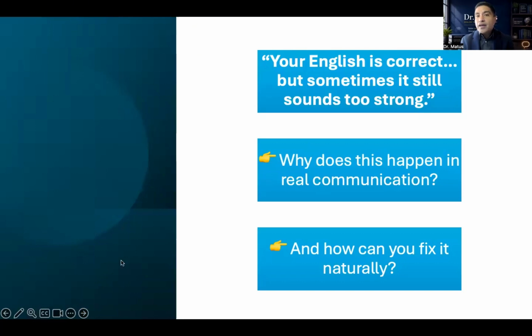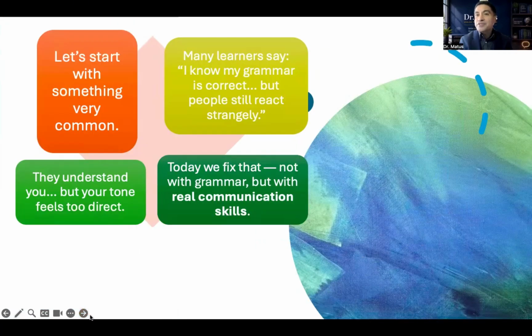So to begin with, maybe your English is correct, but sometimes it still sounds too strong. Why does this happen in real communication, and how can you fix it naturally? Well, let's have a look. Here you've got real opinions from real speakers of English, and let's start with something very common. For example, your students, or you as learners, can understand, or people can understand you, but your tone feels too direct. Many learners say, I know my grammar is correct, but people still react strangely. Today, we will fix that, not with more grammar, but with real communication skills.